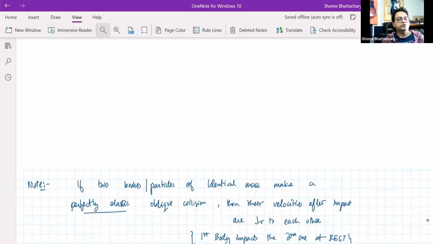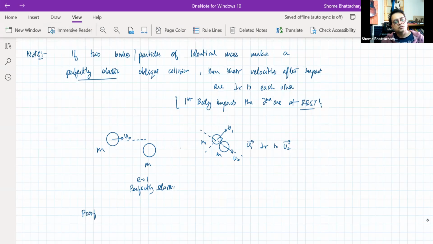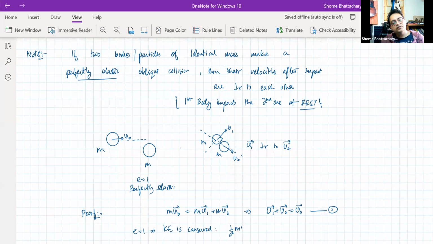So let's look at the proof of this. e is equal to 1 also implies that kinetic energy is conserved. There's no dissipation of kinetic energy. So half m v naught square is equal to half m v1 square plus half m v2 square. So this gives us a second equation.